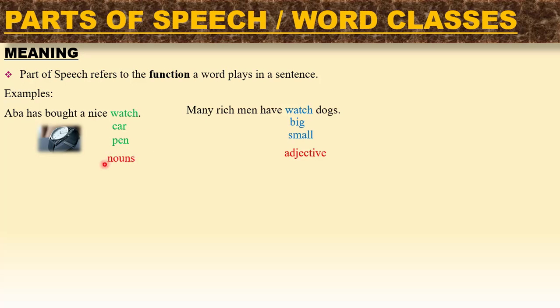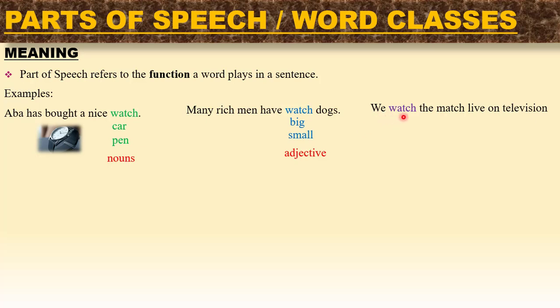So if you want to identify the class that a word belongs to, then you should look at the function or the role of the word in the sentence. Here, it was naming something. It was classified as a noun. Over here, it was describing a noun. So we will say it is an adjective. Let's have the third sentence.